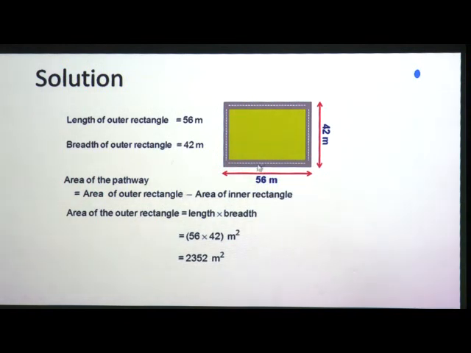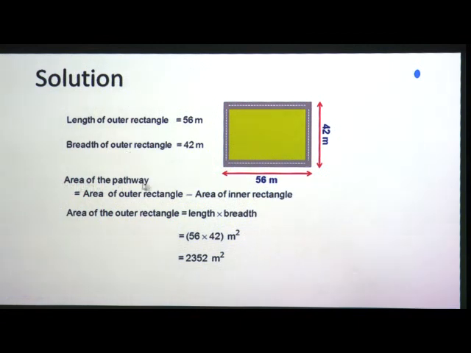It is the same figure, I have just minimized it. You can compare here and find the length of the outer rectangle. Opposite sides of a rectangle are the same, so this is 56, this is also 56 meters. So the length of the outer rectangle is given as 56 meters and the breadth of the outer rectangle is given as 42 meters, as seen in the figure. We can now write down the solution.